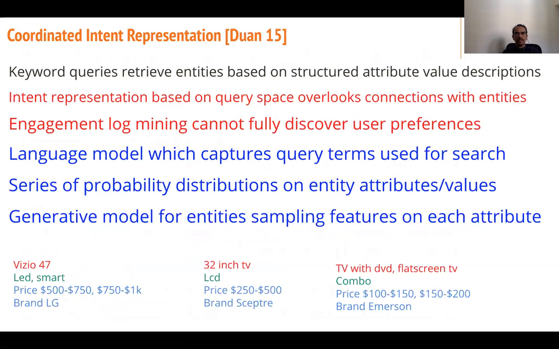So basically, what is coordinated intent representation, which was proposed in 2015? It is more like keyword queries retrieving entities based on structured attribute values. What we mean by that is, unlike web search, which caters to information needs, product search reveals shopping preferences and ranks entities in a database in response to a preference keyword query. Intent representation based on query space overlooks connections with entities. Engagement log mining alone cannot fully discover user preferences.